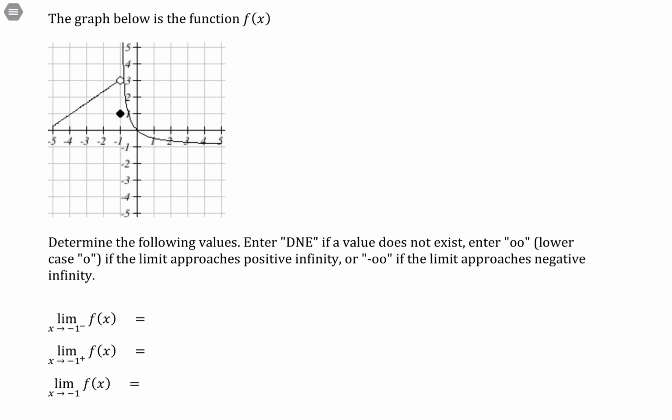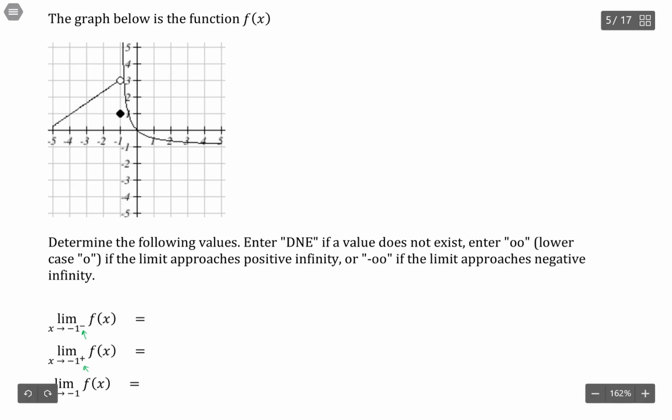The graph below is the function f of x. Find the limit as x approaches -1 from the left. And I know this is from the left because of the superscripted negative on it. The superscripted positive on the limit value tells me I'm coming from the right.